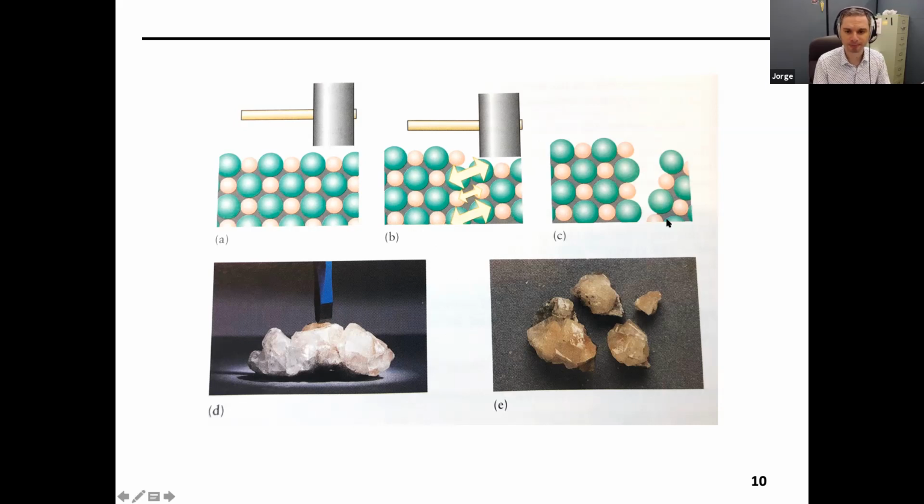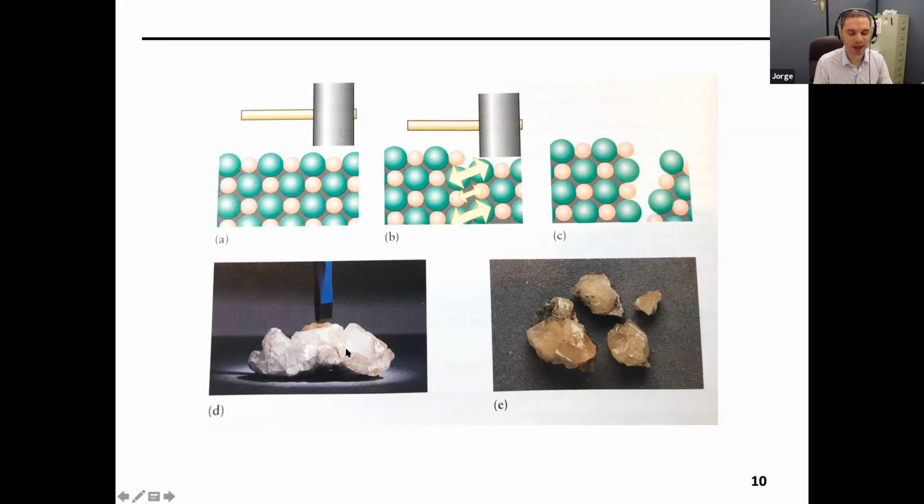Why does that happen? When you apply pressure on the top, the whole top layer will shift down. So this part here on the top will shift one row down. With that, now we have negative facing negative and positive facing positive, which means repulsion. And the result of the repulsion is the crystal breaking apart. That's why ionic solids are very, very brittle, because applying pressure here will result in electrostatic repulsion, and then the crystal will break apart.